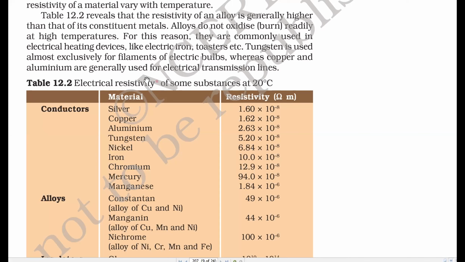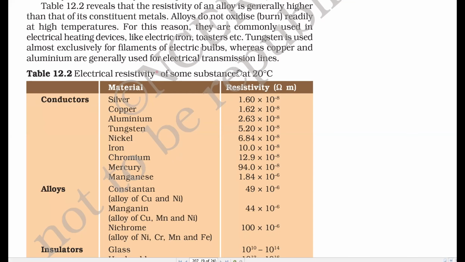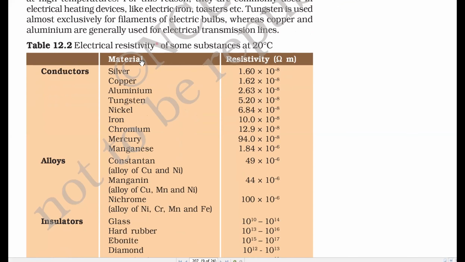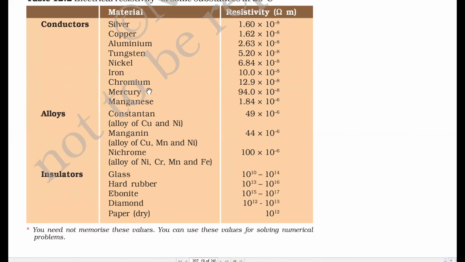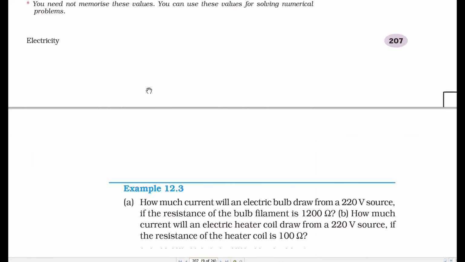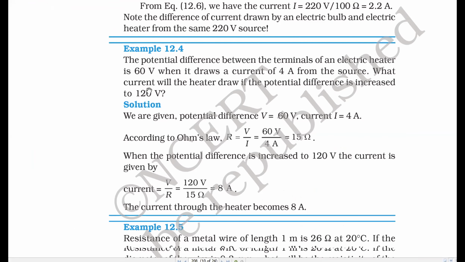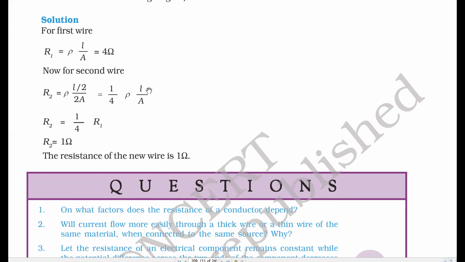Okay, and copper and aluminium, their resistivity and resistance both are low, so they are used for electrical wires of electrical transmission lines. Even silver has the lowest, but cost of silver is very high, therefore it is not widely used. Okay, now we'll be discussing the back question answers.